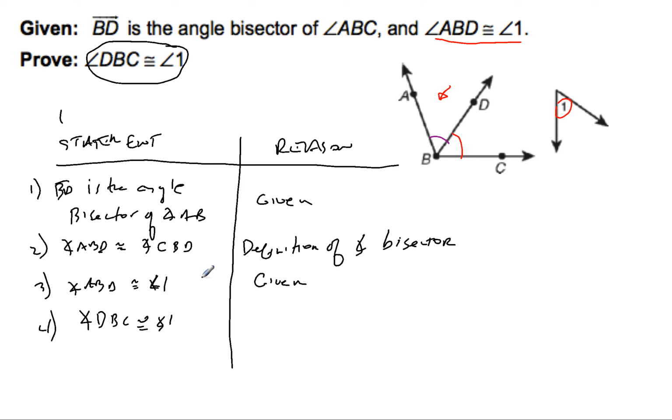And what have I done? Well, I've substituted. Wherever I see ABD, I'm substituting that with angle 1, because remember, ABD and angle 1 are the same. Here's angle CBD or DBC. These are exactly the same thing. And all I'm doing is substituting angle 1 for ABD. So the reason for this is going to be substitution. Okay, and we're done.